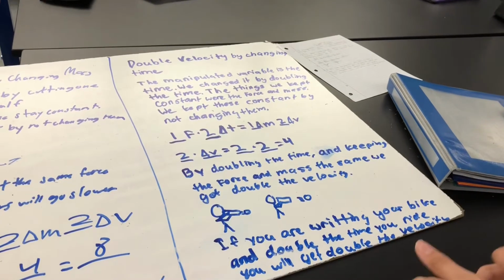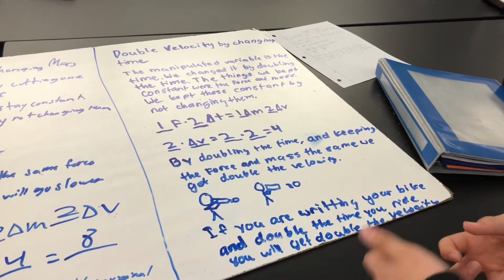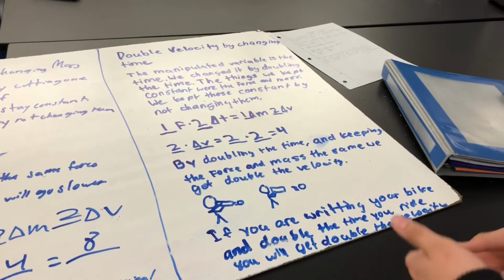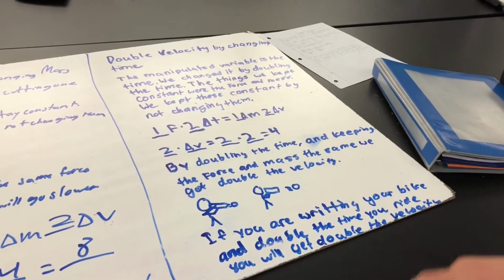Double velocity by changing time. The manipulated variable is the time. We changed it by doubling the time. The things we kept constant were the force and mass. We kept these constant by not changing them at all.